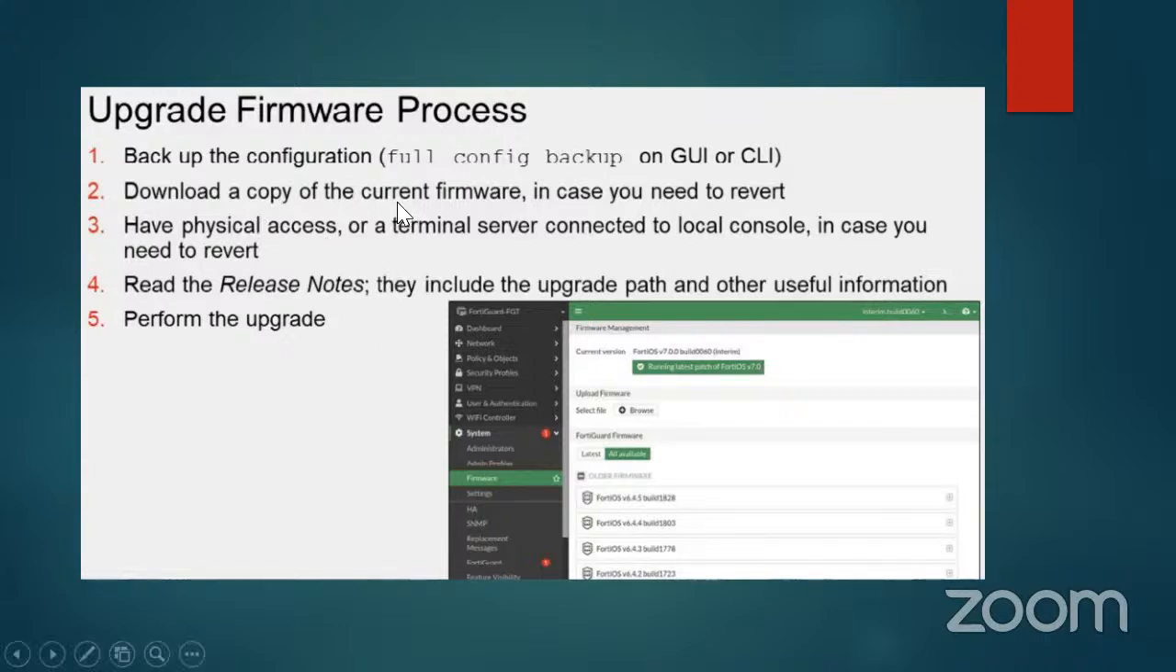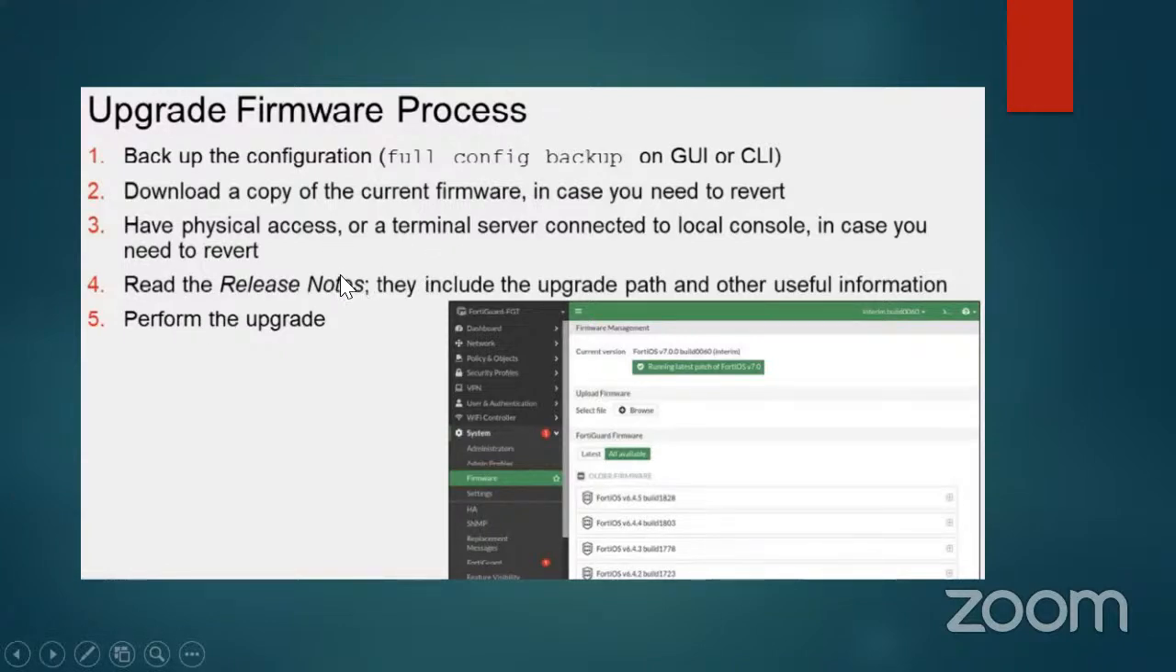Okay, now download a copy of the current firmware. Yes, have physical access. Again, when you are making an upgrade, preferably don't do it remotely. Be there, just in case the device doesn't work as expected, you can at least have console access and do things.